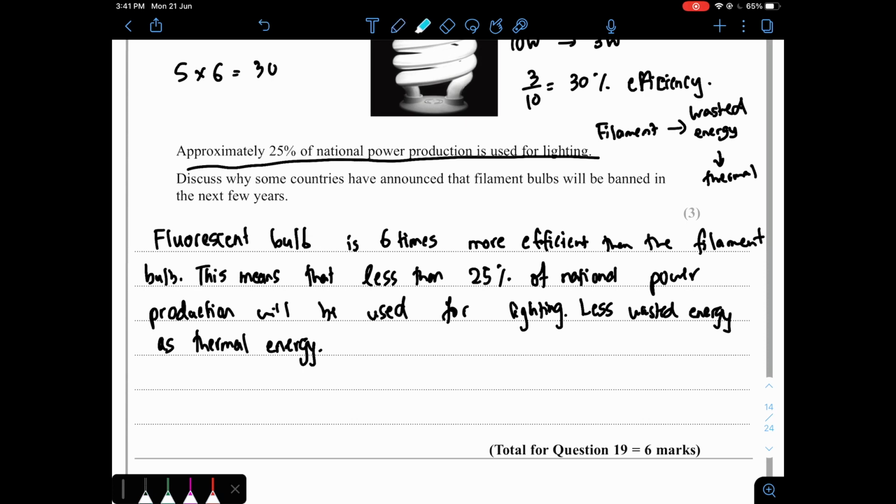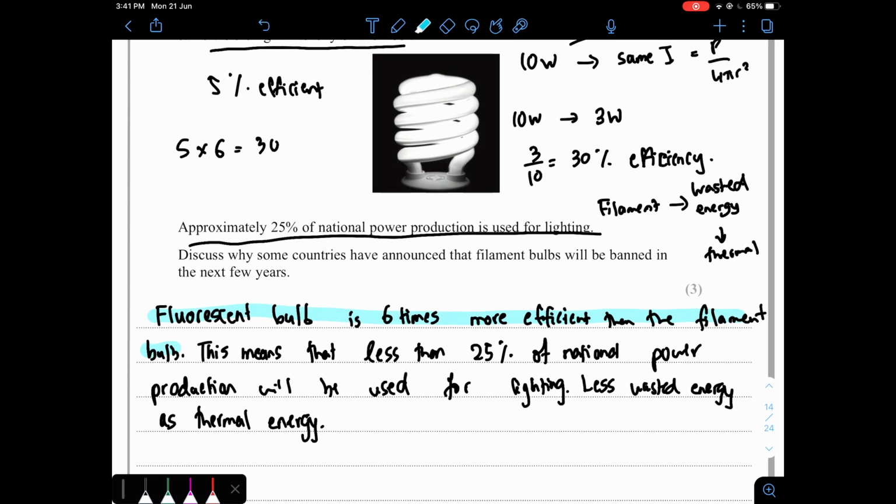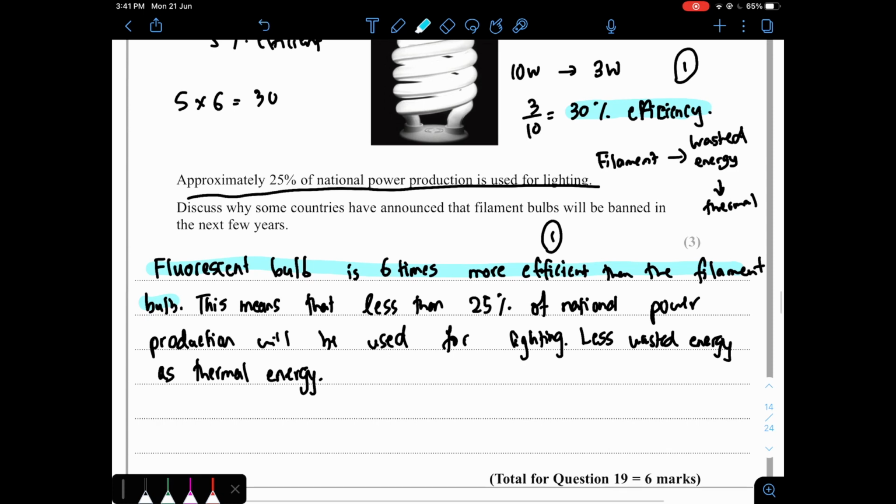So let's look at the mark scheme. Having said this, efficient than the filament bulb, this is 2 marks because we use some calculations here, and this calculation is worth 1 mark. The next 2 sentences are 2 marks. If we talk about less than 25% of the national power production, we get 1 mark. And if we talk about there's less wasted energy as thermal energy, that's our 4th mark, another mark.